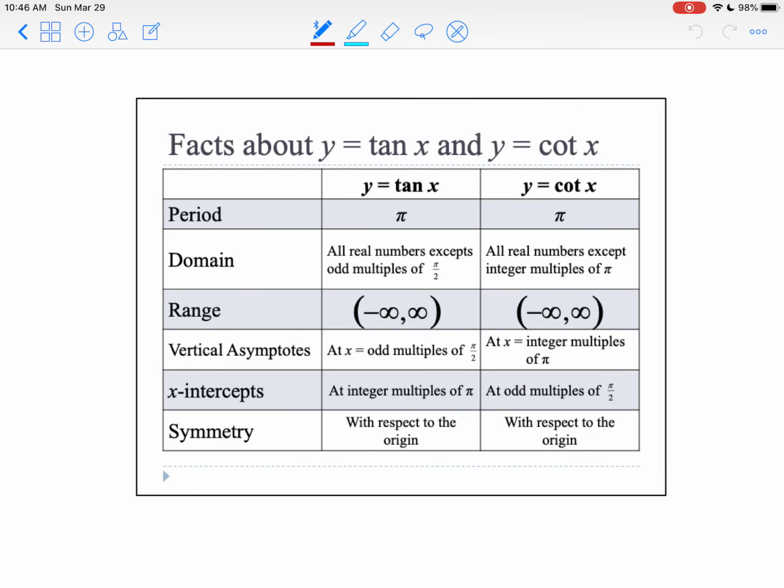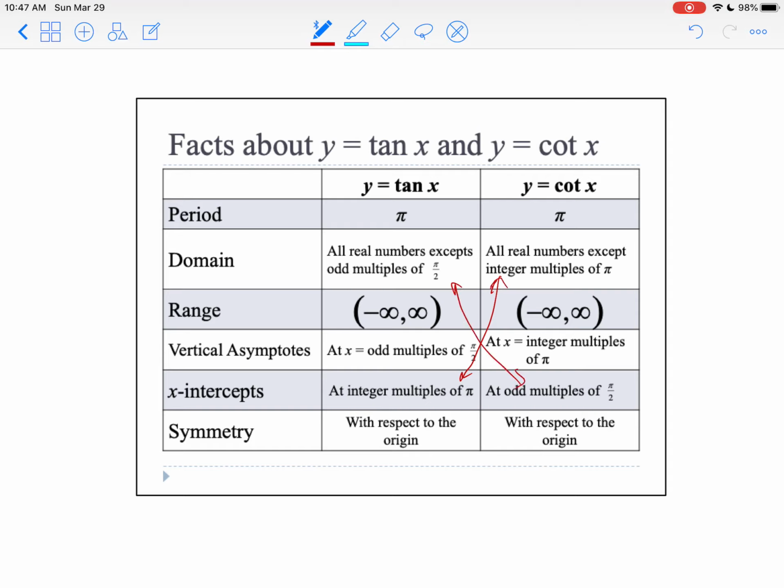So looking at the facts that we saw about this, if we look at those two graphs, we see that both tan and cotan have a period of pi. The domain is all real numbers except for odd multiples of pi over 2 for tangent, and all integer multiples of pi for cotangent, because in tangent, that's where cosine equals 0, and in cotangent, that's where sine equals 0. The range is all real numbers. There's vertical asymptotes where the domain doesn't exist in both functions. And then the x-intercepts are switched.